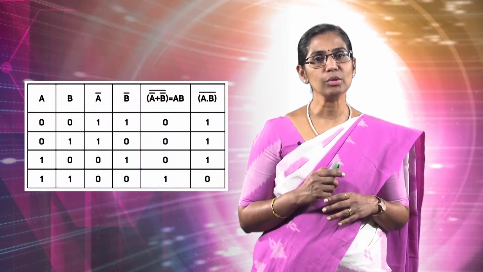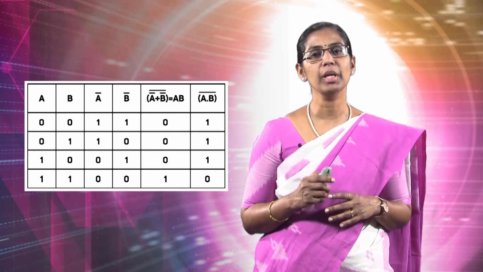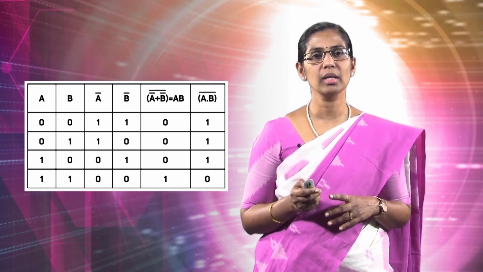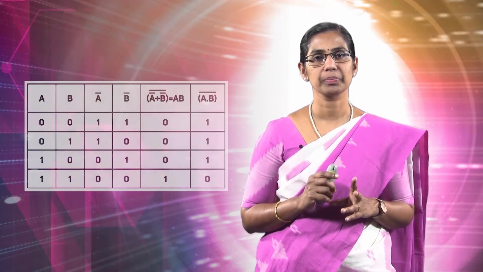The logic diagram can be drawn like this. You can verify the result from the truth table. For the values A, B, 0, 0, the result is 1. (A dot B) complement is 1. Then for 0, 1, it is 1, for 1, 0 it is 1, and for 1, 1, the result is 0. Now, you might have understood how to implement NOR equivalent of different basic logic gates.